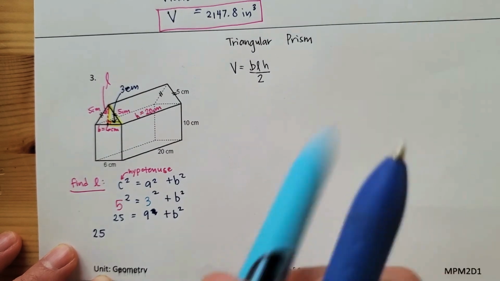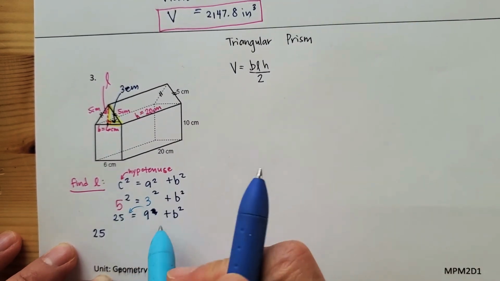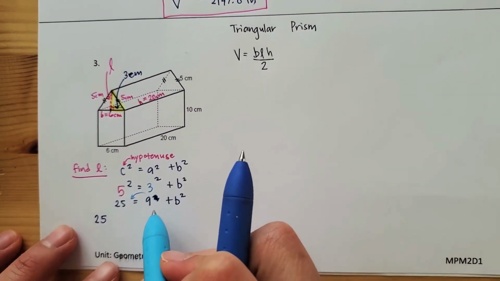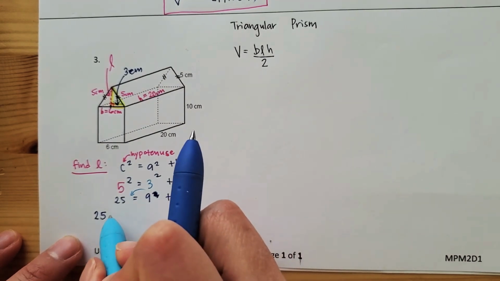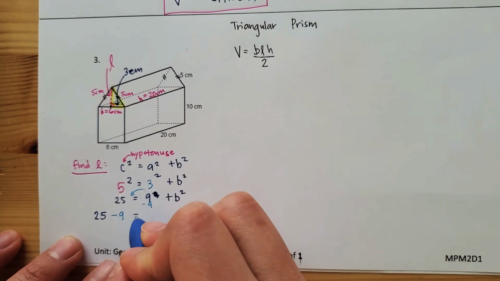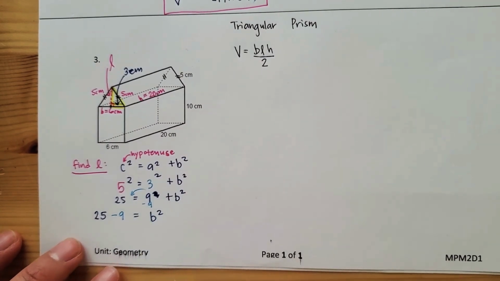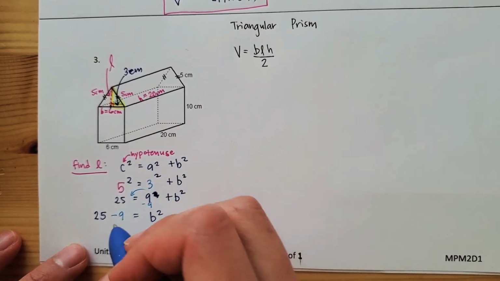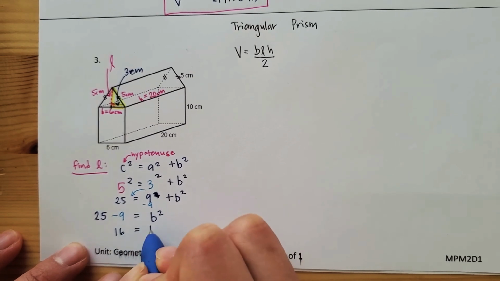What we're going to do is we're going to move this 9 over to the other side, or get rid of this on the right side. So we need to subtract 9 from both sides. Okay, so if you subtract 9 from there, what you end up with is this, okay? And then 25 minus 9 is 16 equals b squared.